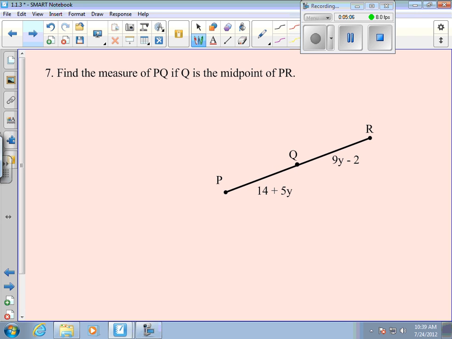So moving on, this problem 7 says find the measure of PQ if Q is the midpoint of PR. So again, Q is the midpoint, so PQ is going to be equal to QR. So we can set 14 plus 5y equal to 9y minus 2. Now we see that there's y's in there, so we're going to have to solve for y and then plug it back in to find our PQ. So go ahead, and I want you to solve for y and find the measure of PQ for tomorrow.